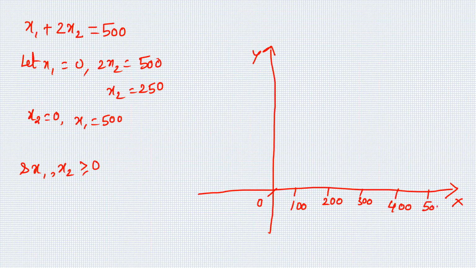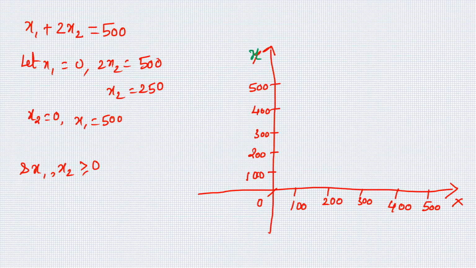We will choose up to 500, and here also 100, 200, 300, 400 and 500. So roughly using that, we plot the diagram. What is the first point? It is (0, 500). Here, instead of x1, we will choose the variables given in the question.